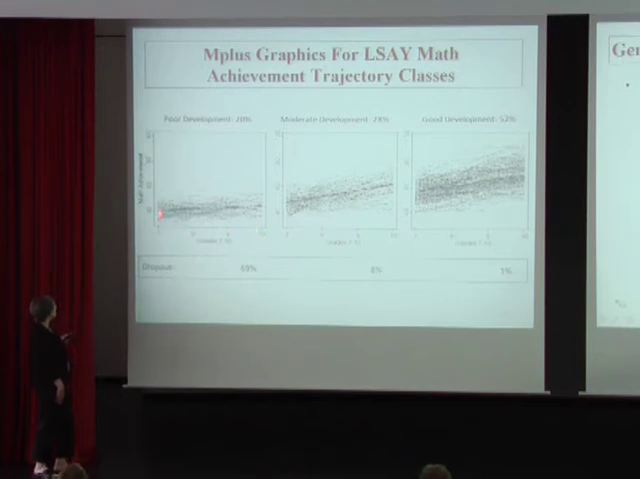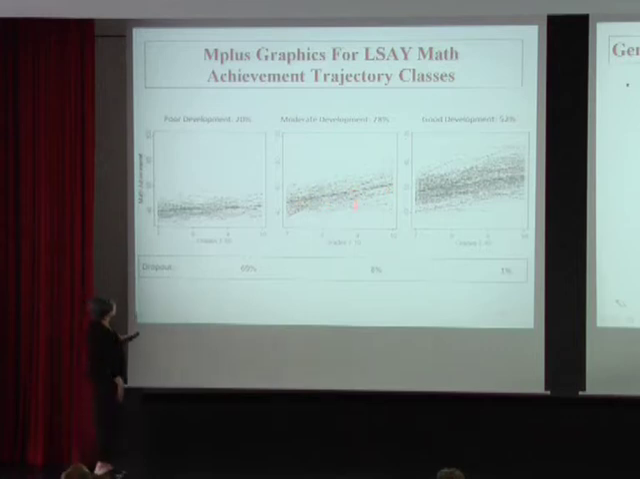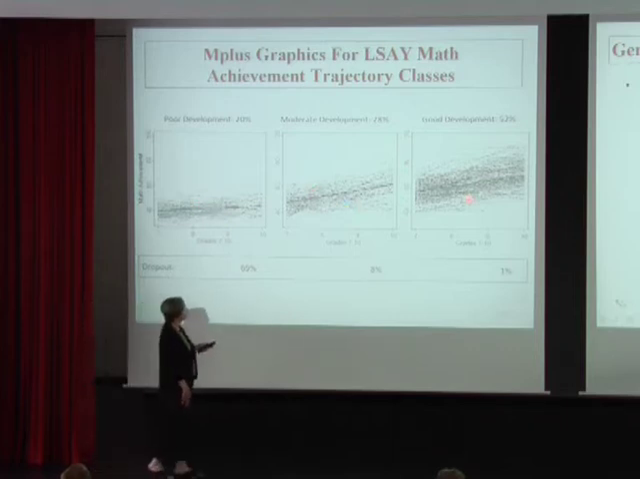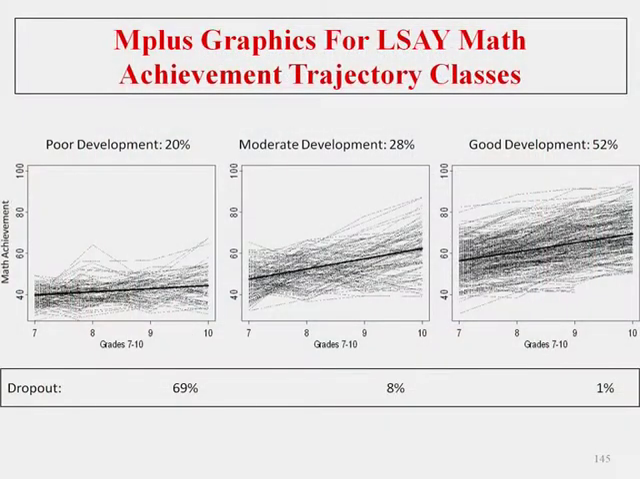And you'll see for the poor development, they tend to start lower, and they have a lower growth rate. Moderate development class starts a little higher and seems to grow a little faster, and there's less variability for the poor development class than the moderate. And then our high development class, which has a lot of variability and starts fairly high and grows at a fairly good pace. Now, the extra G in GGMM is our distal outcome. And if we show at the bottom of the screen, you'll see dropout.